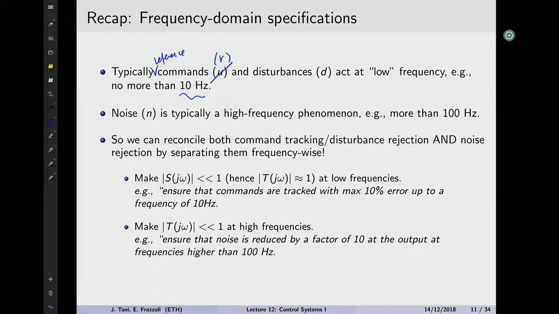And on the other side, if we want to reject the disturbance noises, well, the noises come at high frequencies. At high frequencies, we don't care about following references because the physical systems wouldn't react to them anyway. So we worry about the noise rejection part only at high frequencies.